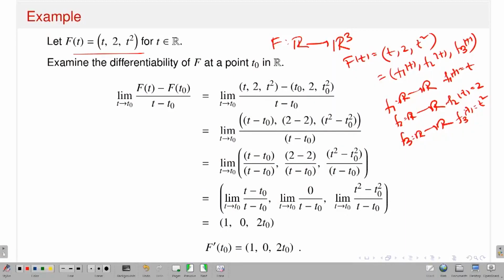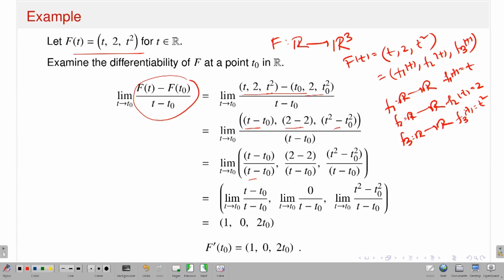So this is my function capital F(t) = (t, 2, t square) for t belongs to R. Then you can check the differentiability from the definition. You just consider the quotient, as I already discussed. The quotient perfectly makes sense. So F(t) minus F(t naught), that is (t, 2, t square) minus (t naught, 2, t naught square), because at the point t naught I am talking about the differentiability, divided by t minus t naught. Then just by vector addition and scalar multiplication, you can combine the components. The first component will be t minus t naught divided by t minus t naught. The second is 0.